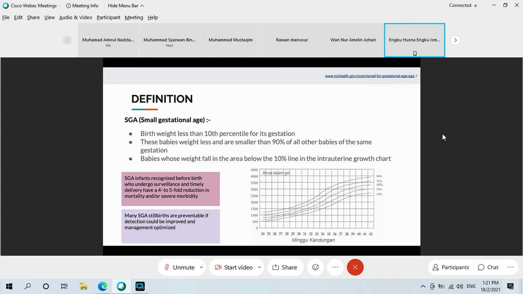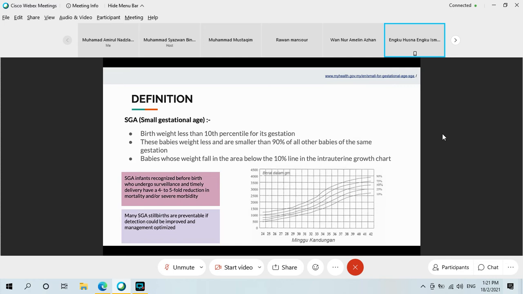That baby won't achieve his growth potential. Let's say you first scan dia at 28 weeks, the AC is below 10 centile. Subsequent scan you scan pun at 34 weeks pun still below 10 centile. So you know there's something wrong with this baby. Okay, and then usually in this kind of baby, all the parameters will be same, all less than 10 centile. So you can say this is symmetrical IGR.